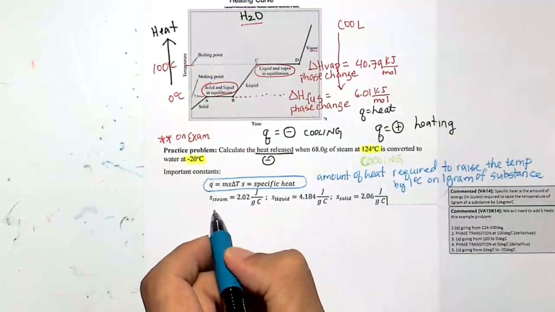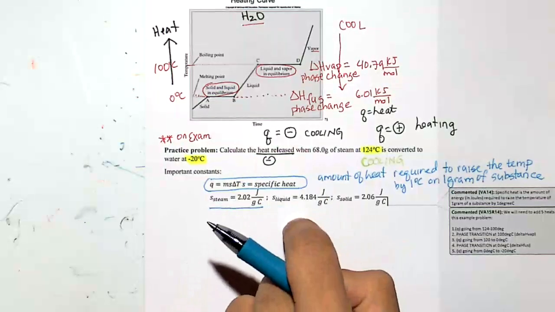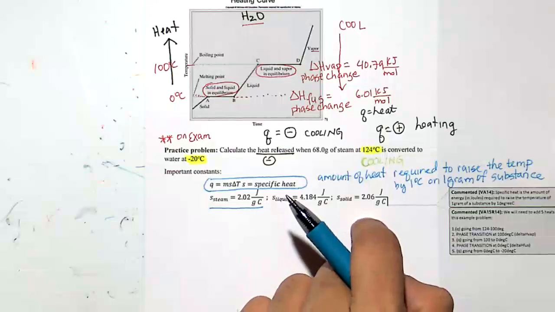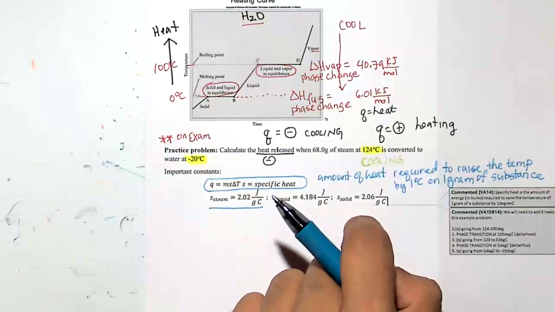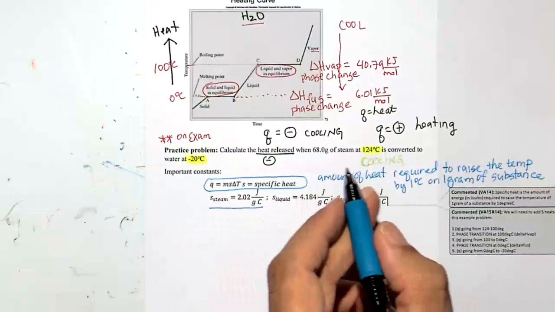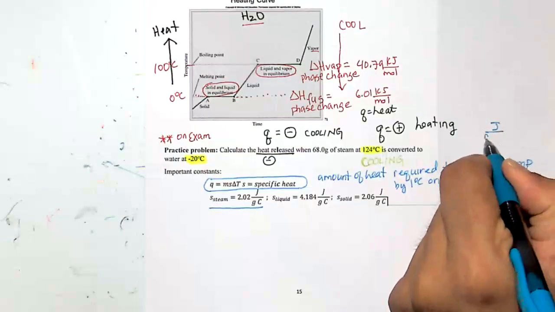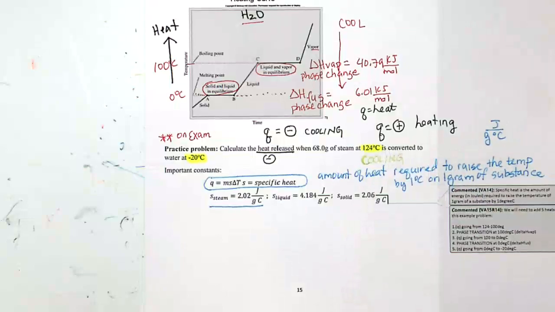Okay? So water has 3 phases. It has a vapor phase, it has a liquid phase, this is its specific heat, and it has a solid phase, which you may know as ice. Just be cognizant of the units, joules over grams degrees C. So that's the amount of heat in joules required to raise 1 gram of a substance by 1 degree C.